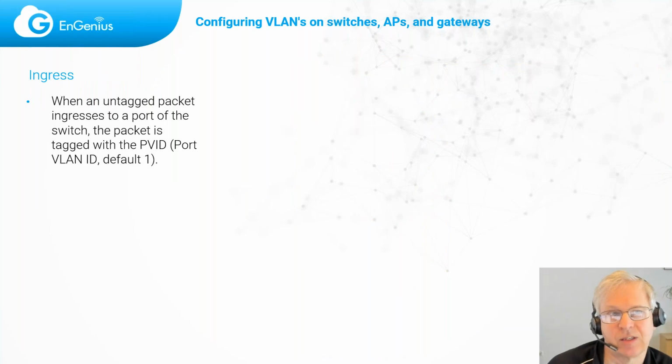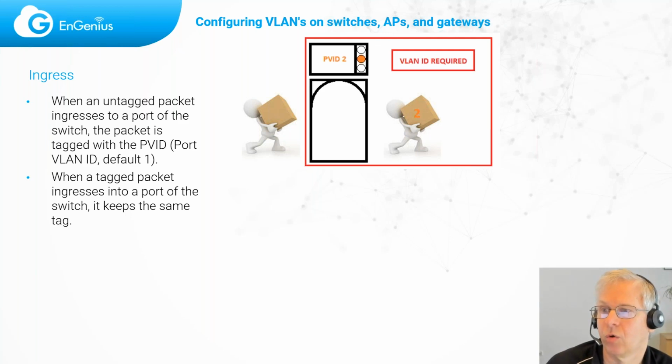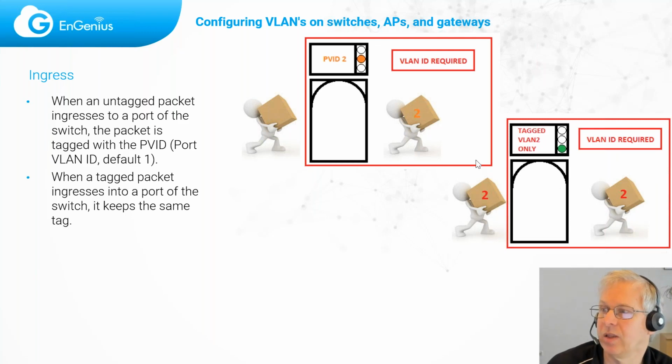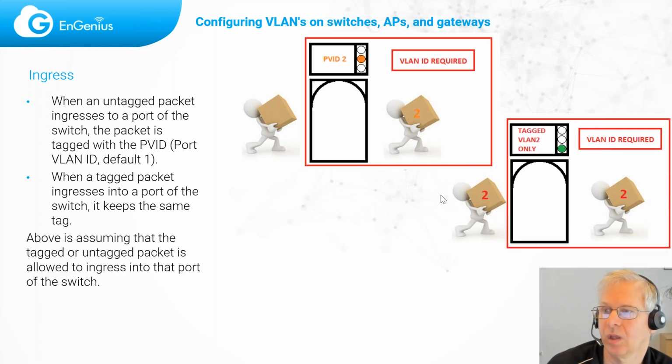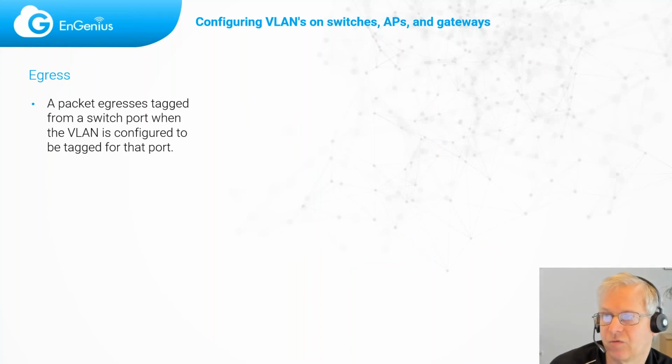Next thing we need to talk about is ingress and egress. Ingress is when a packet comes into a device, mostly switches. When a packet is untagged, then your port VLAN ID will be the tag that will be put on. And for switches, it's important to note that everything inside the switch is always tagged. By default, it will be VLAN ID 1, but you can change the port VLAN ID. If it's already tagged and it is allowed to come in with that tag, it will not change any tags. And if it needs to be tagged, but it has no tag, then it will not be allowed to go in.